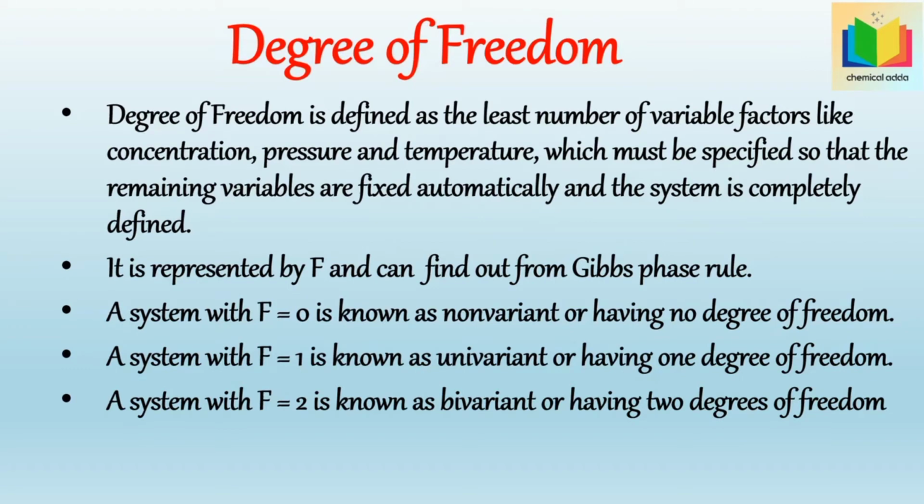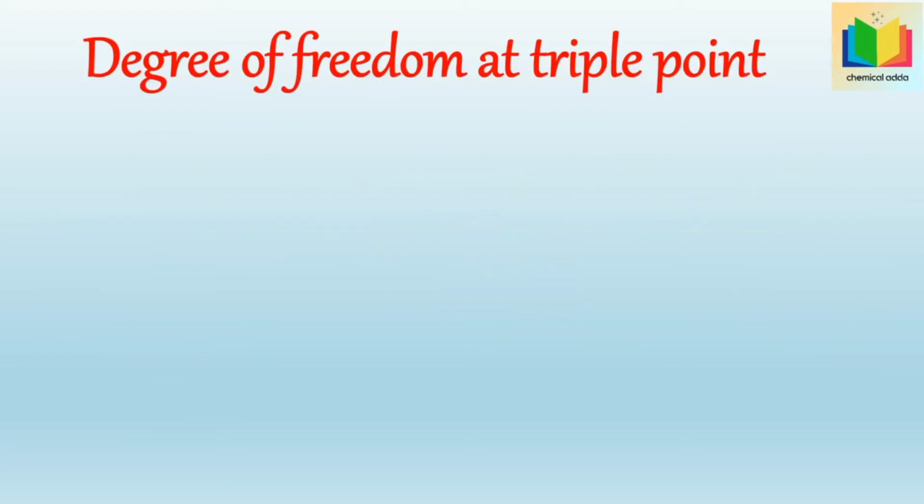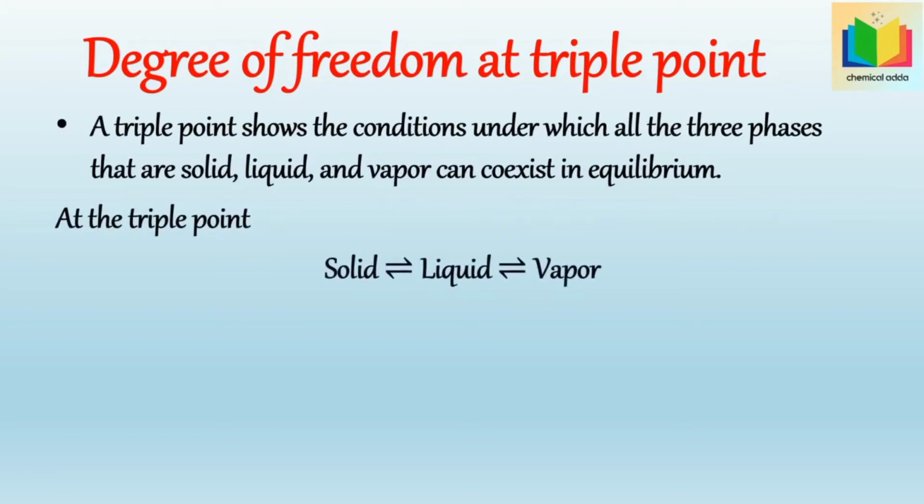Now, next question. What is the degree of freedom at the triple point? As we know, a triple point is the condition under which all three phases, that are solid, liquid, and vapor, can coexist in equilibrium. So at the triple point, solid is in equilibrium with the liquid, and these two phases are also in equilibrium with vapor.